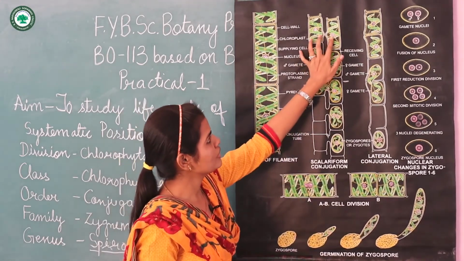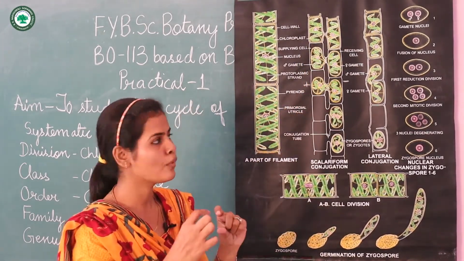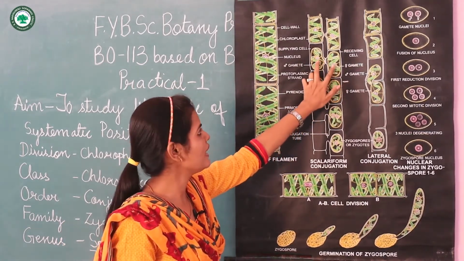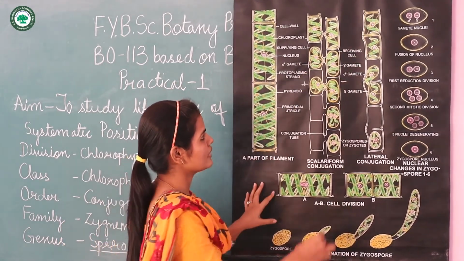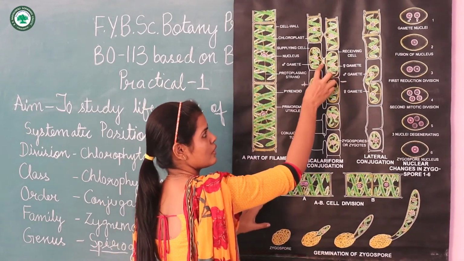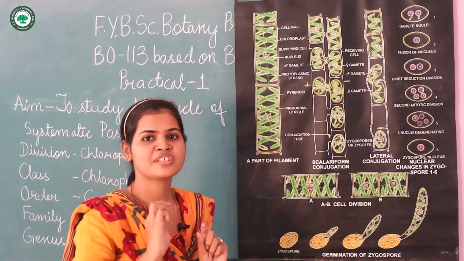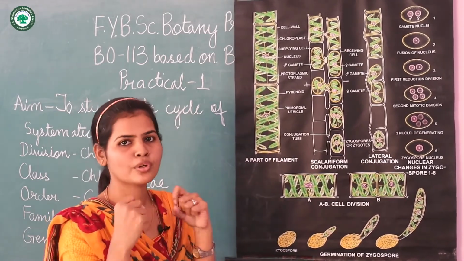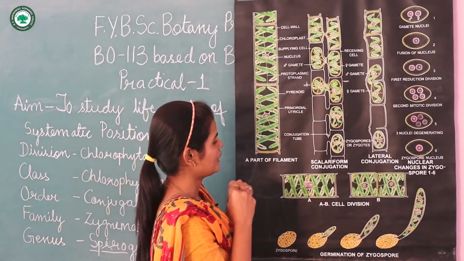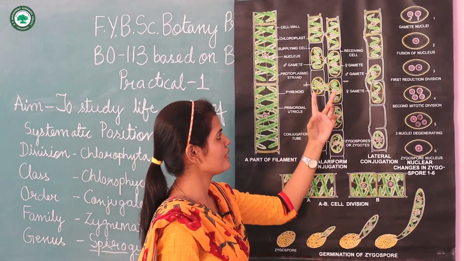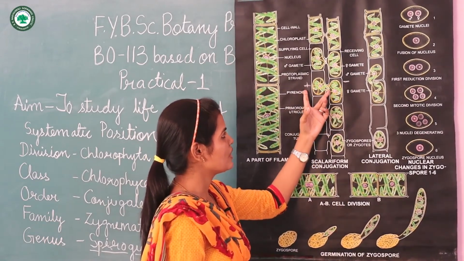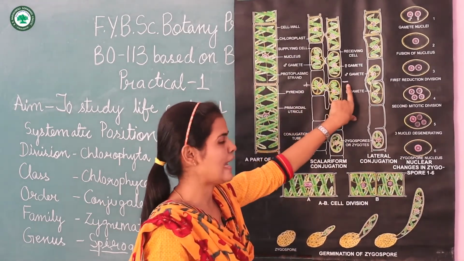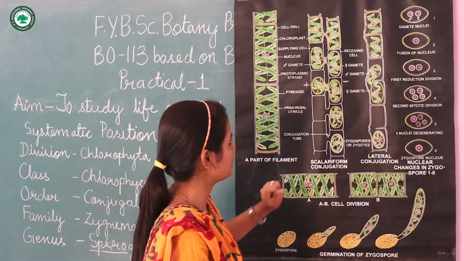Now this conjugation tube will increase in size, and the conjugation tubes of the two filaments will join, forming a conjugation canal. So one canal will be formed between the two cells of two different filaments. Now what will happen after this process? Suppose the positive is acting as a male filament and the negative is acting as a female filament. So what will happen now?